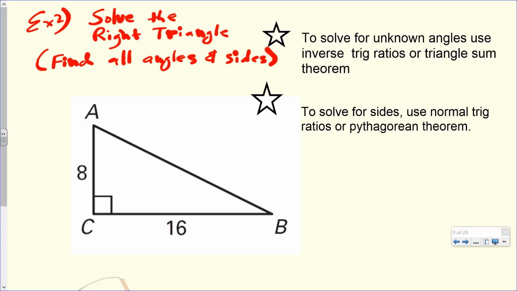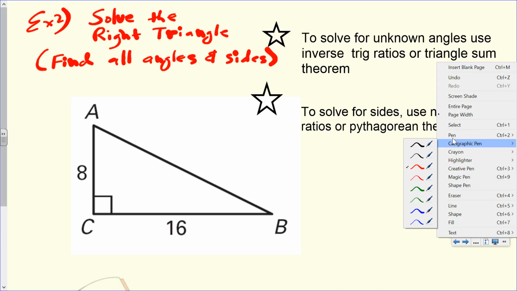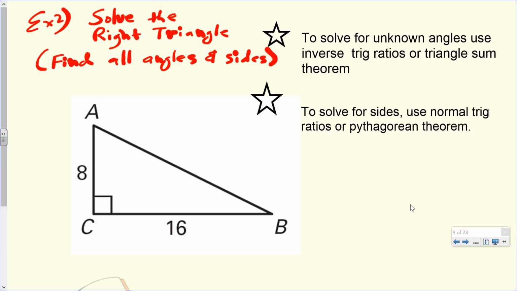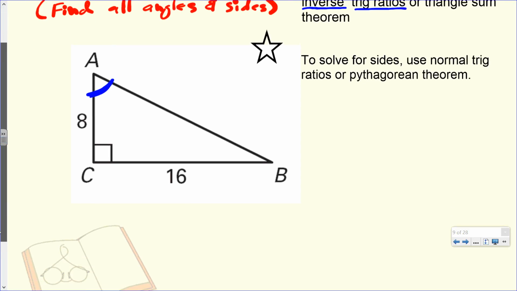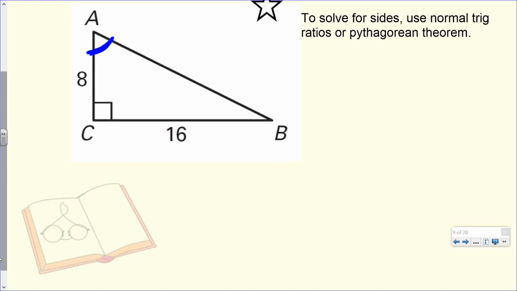So solve for angle A. Here we go. I need to solve for an angle first. That means I'm going to use inverse trig here. Not normal trigonometry, but inverse trigonometry because I'm solving for an angle. So the measure of angle A, what sides are given? Well, what side is this in relation to A? Adjacent and right here. So I got opposite and adjacent.